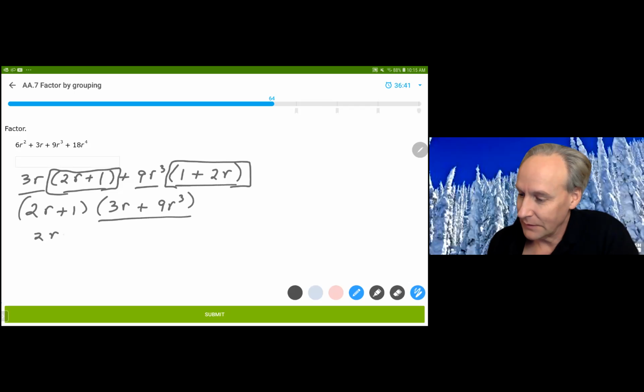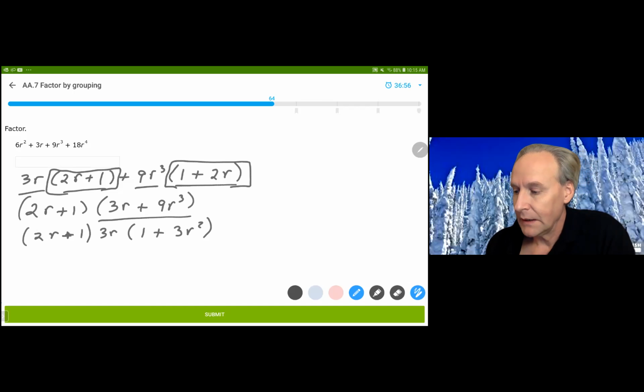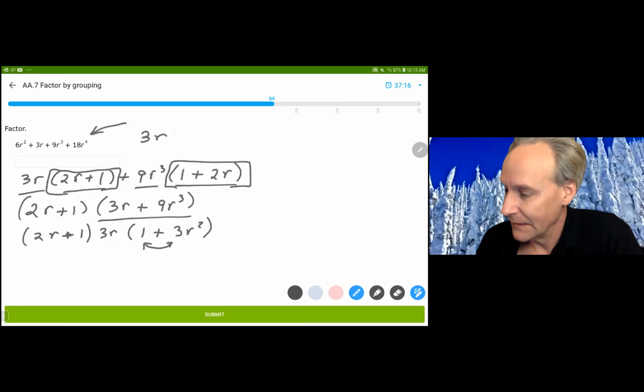So we have a 2r plus 1. And we can take a 3r out. And we have a 1 plus 3r squared. Now, it's normal to write this the other way. So I am going to write my 3 terms. I have a 3r. By the way, I could have taken the 3r out from the very beginning and it would have been a lot easier. My bad. Remember, I told you to always look for a common factor? I forgot. So it does happen, but it still works.